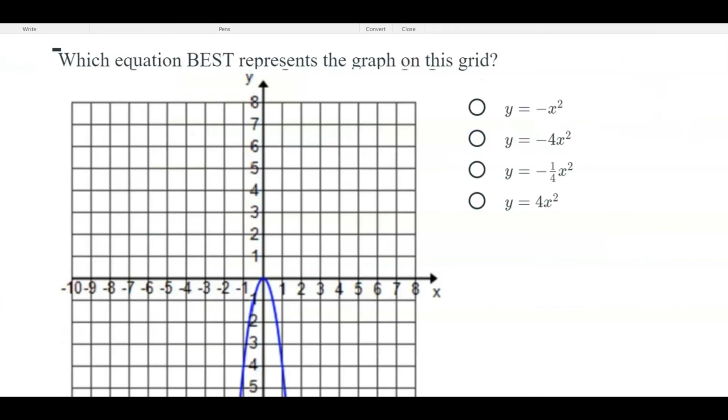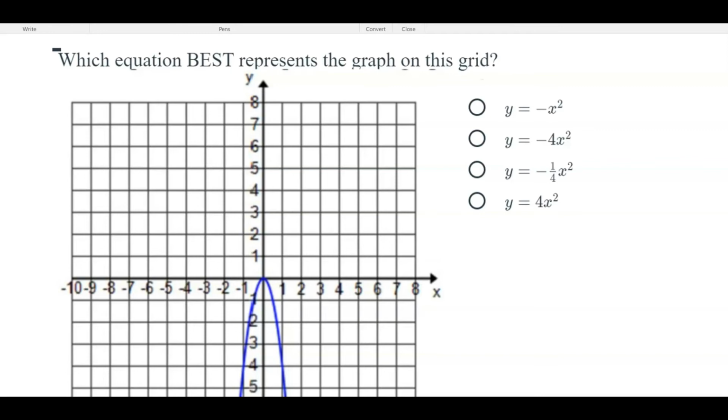Alright, now we're going to be doing some matching where you have to match a graph to the equation, or you have to match an equation to a graph, and that can be tricky. You could go to a website like Desmos.com and actually check these out and see which ones work. But there are some tricks to narrowing this down.